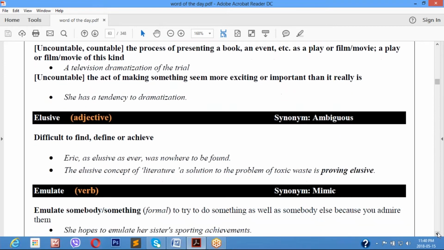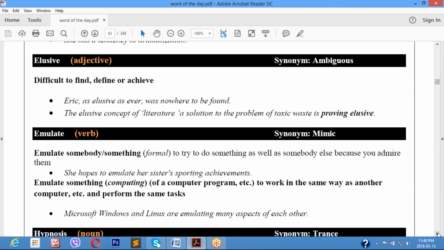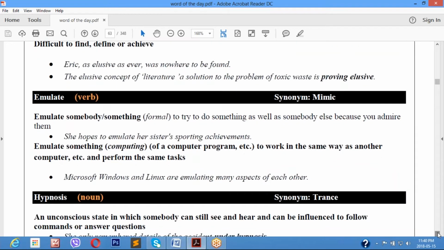Elusive, ambiguous, elusive, ambiguous, difficult to find, define or achieve. Eric, elusive as ever, हमेशा की तरह elusive, was nowhere to be found. अब कहीं पे मिल नहीं सकते. Emulate somebody, something: to try to do something as well as somebody else because you admire them. Mimic करना, emulate करना, नकल उतारना.